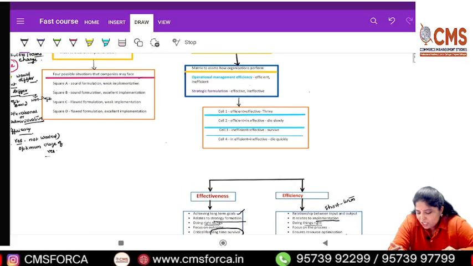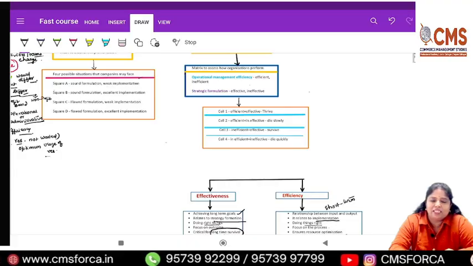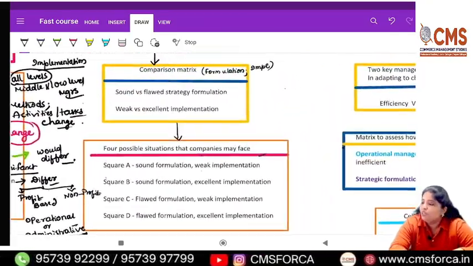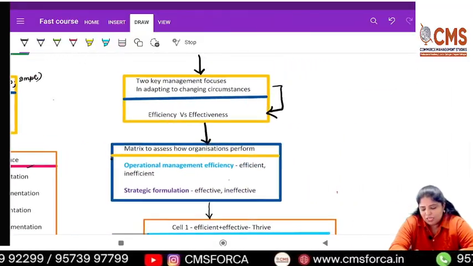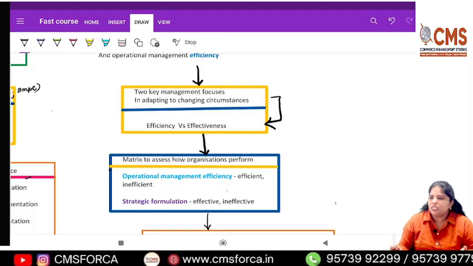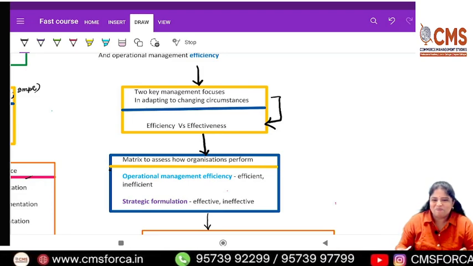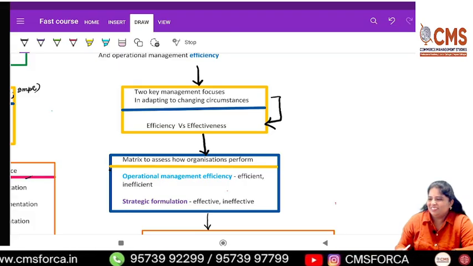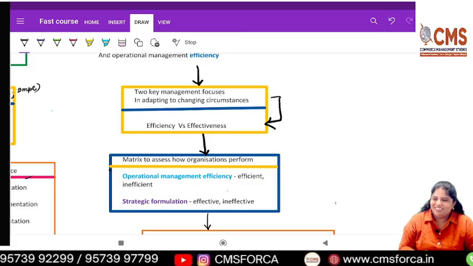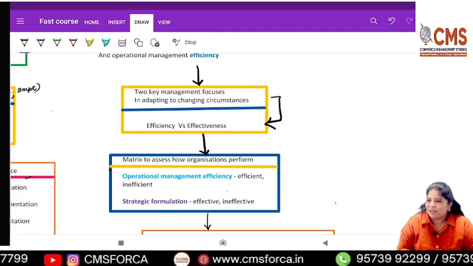Do you have the patience to continue further to complete this concept, or will you take a quick break and come back? Because I have a matrix comparison between formulation and implementation. It's not too complicated, quite easy to understand. Shall we complete this to have a logical flow? Okay. I can make out from your faces. So let's take a quick break. Come back.